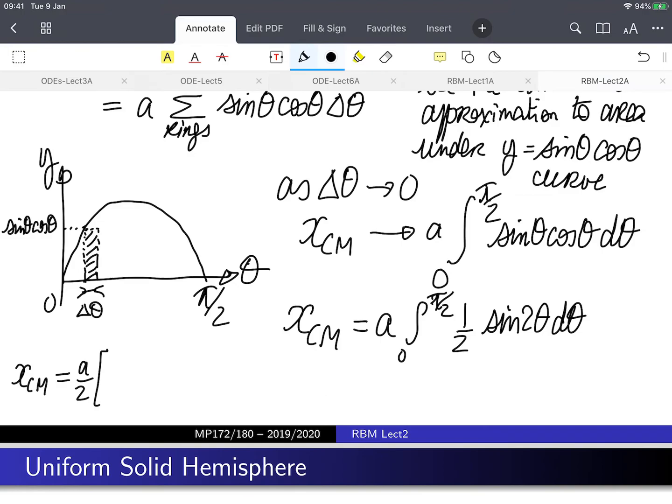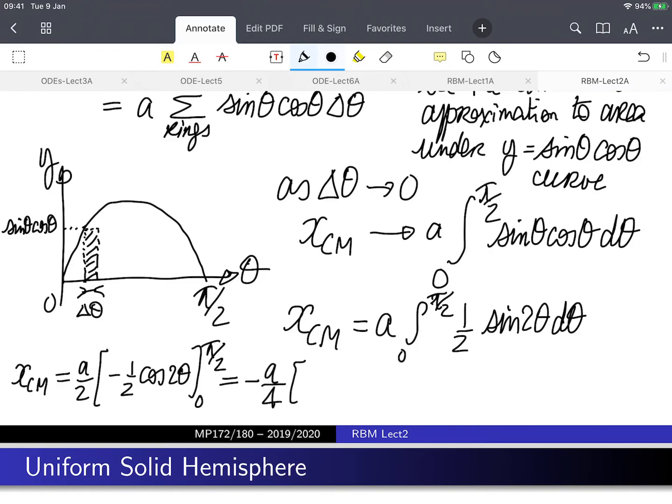What's the function that gives me a sine as a derivative? It's the minus cos. All right. And then I have 2, so I must put a half to compensate. If I was to differentiate minus cos, I'll get sine. If I was to differentiate cos 2 theta, I'll have to bring the 2 out. So I'm cancelling out with my 1/2. So I get minus A over 4.